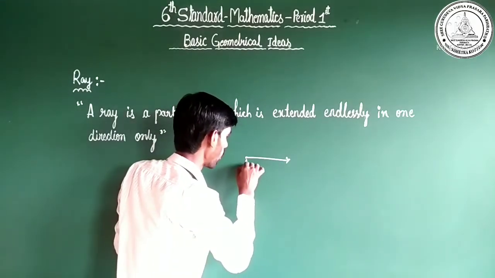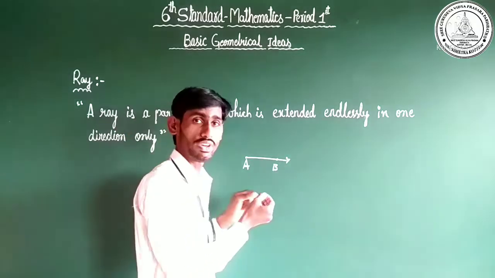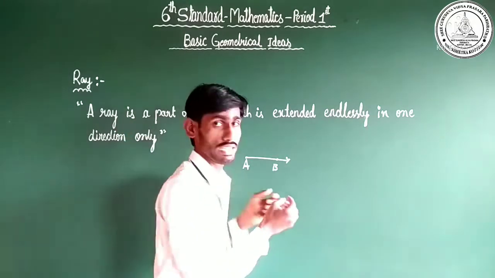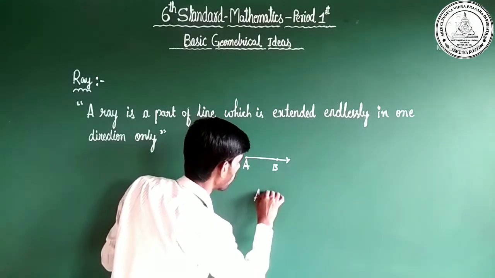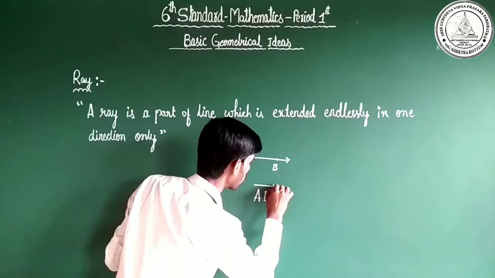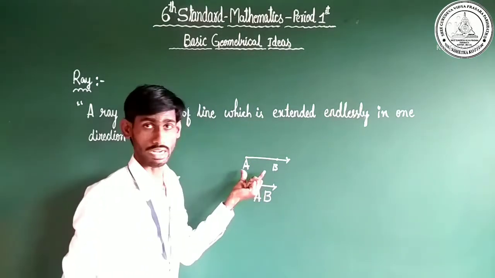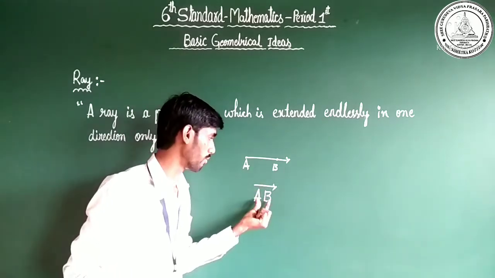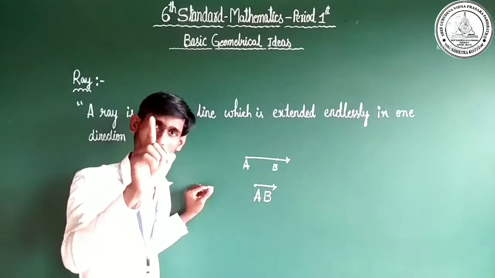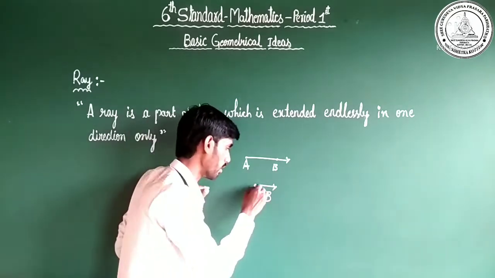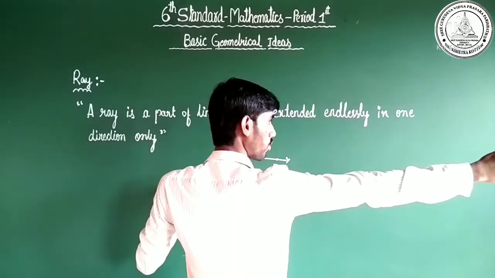What is the name of this ray? The name of the ray is AB. How do we represent a ray? Symbolically, dear children, the representation of ray AB is like this: a single arrow mark. And a very important note, dear children, it points towards the right side, my right side.